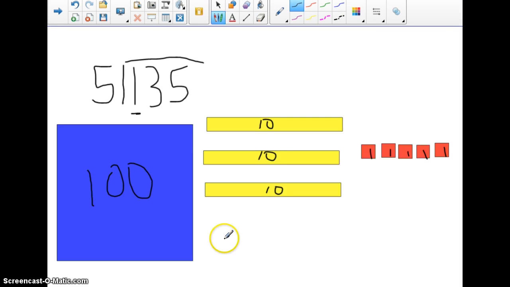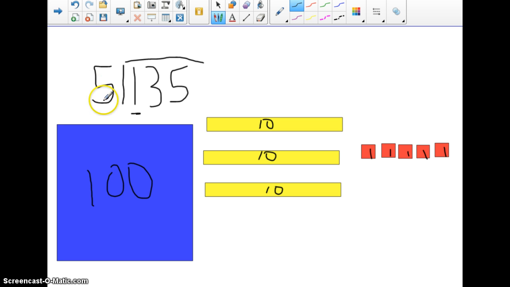Today's learning objective is to divide mentally using models in math with long division. Our first division problem that we'll be looking at today is 135 divided by 5. The best way to look at this is by using base 10 blocks. This is 100. There are 3 sets of 10 representing the 30 and 5 ones.